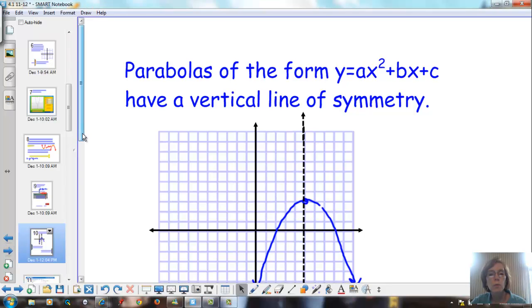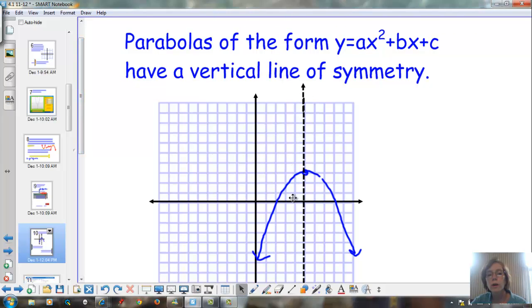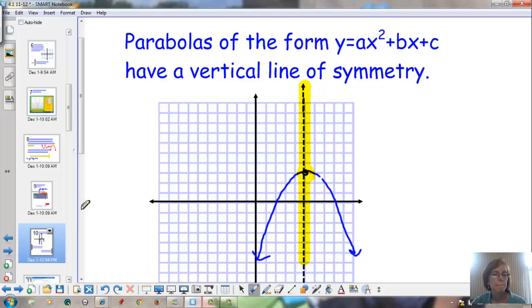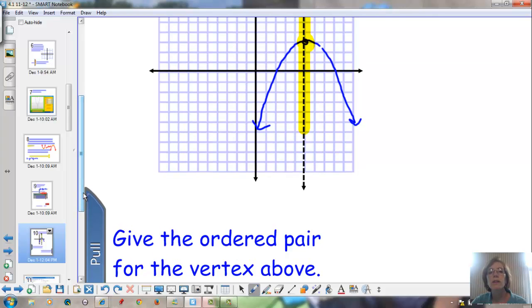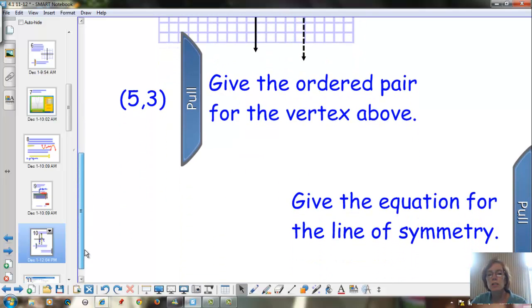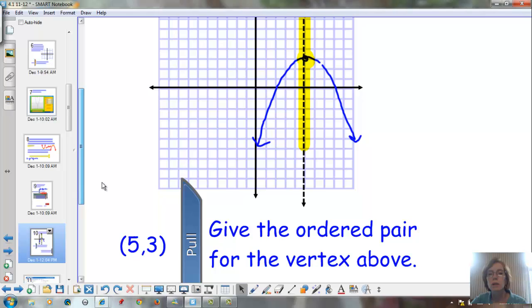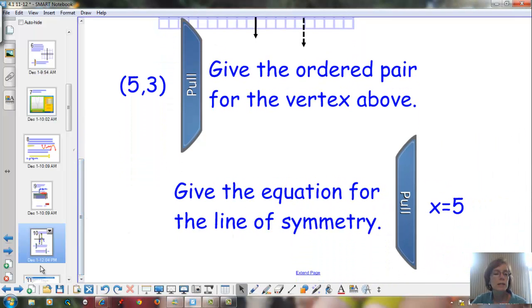Alright, parabolas of the form y equals ax²+bx+c have a vertical line of symmetry that always goes right through your vertex. So our vertex for our parabola is here, and our line of symmetry is right here. Alright, so what is the ordered pair for the vertex above here? This is 5, 3 to me, if I'm looking at that correctly. Yep, 5, 3. So what's the equation for the axis of symmetry? So what's the equation of this vertical line that goes through that point? All of the x's on that line are 5, so that's going to be our equation, x equals 5.